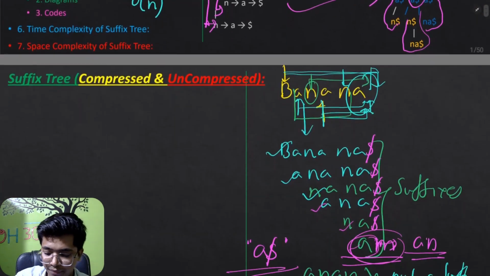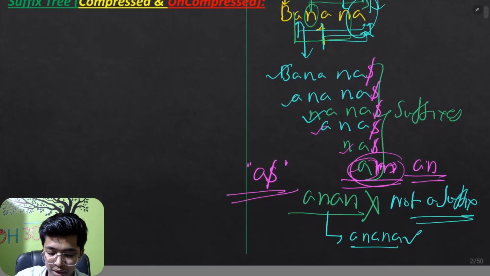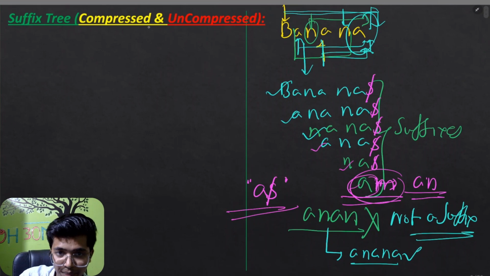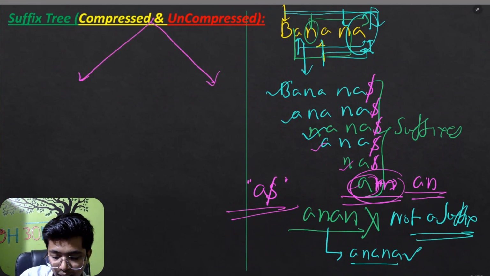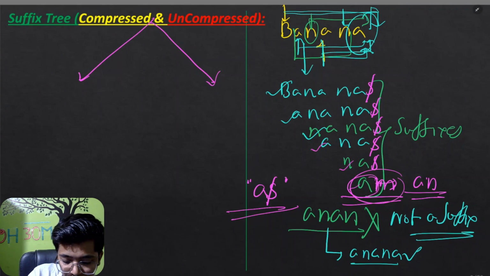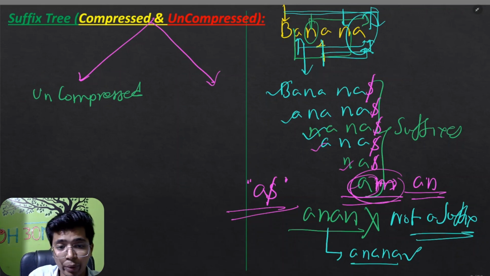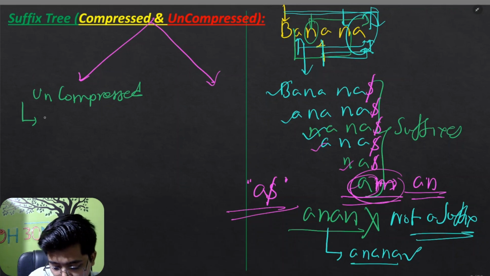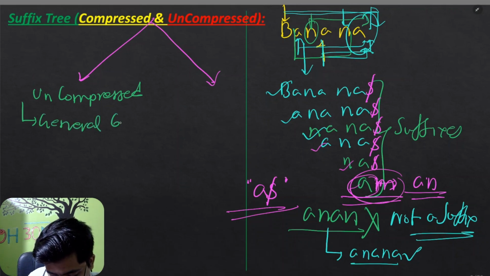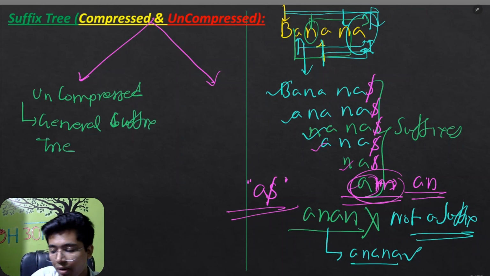So come to the next part, suffix trie. We observe that suffix trees are of two major types: one is the compressed suffix trie and one is the uncompressed suffix trie. First we will be studying the uncompressed suffix trie. We also call this uncompressed suffix trie the general suffix trie, because the first concept that came was this general concept. And the time complexity of the general suffix trie goes up to big O of n squared.